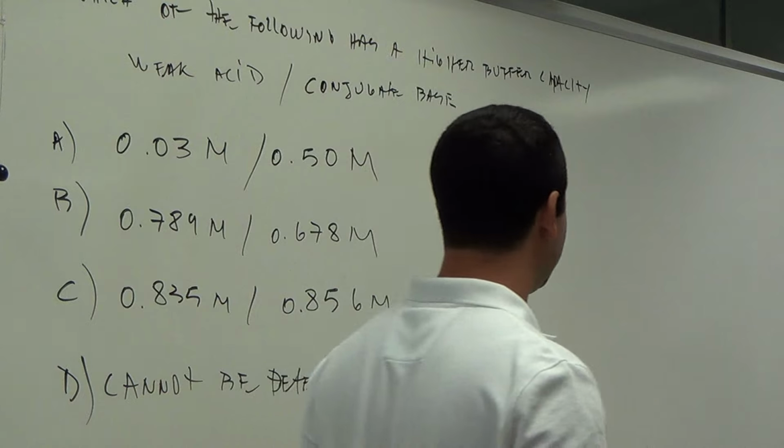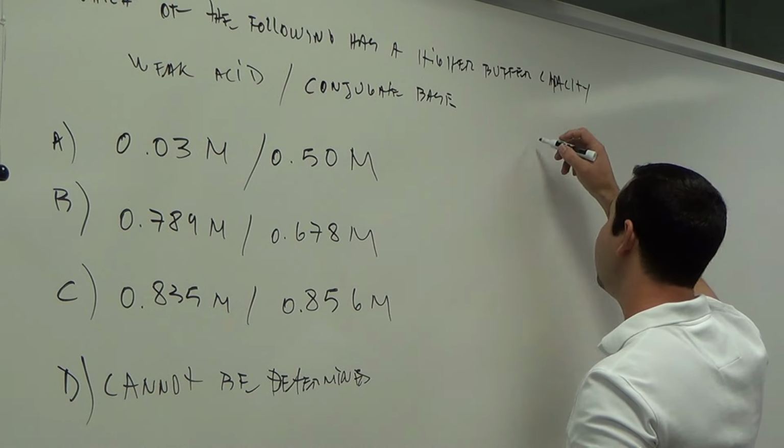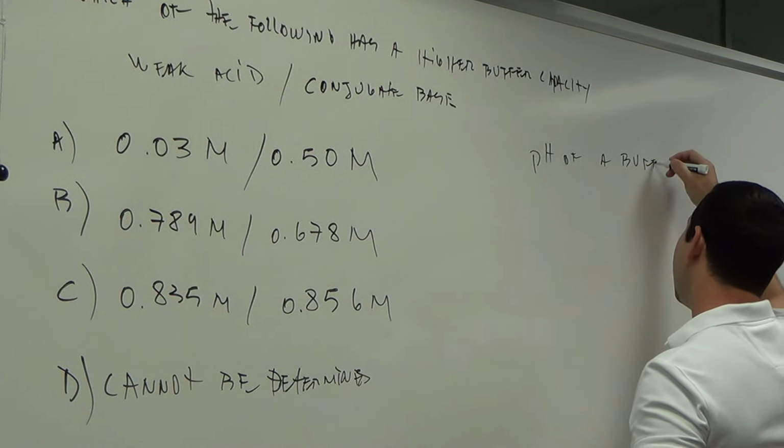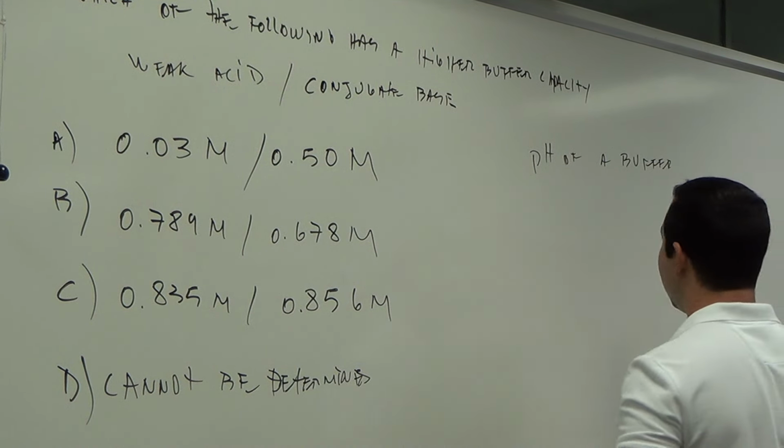Now, in order for you to determine the pH of a buffer, you are going to use an equation called Henderson-Hasselbalch.